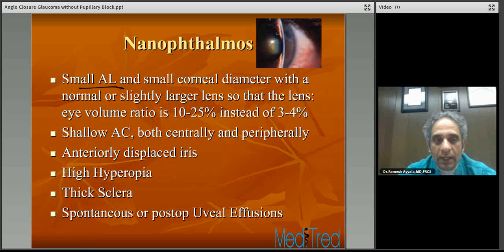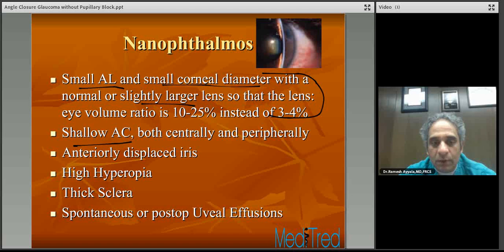As mentioned, small axial length and small corneal diameter with a normal or slightly larger lens, so that the lens to eye volume ratio is 10 to 25% instead of 3 to 5%, predisposes these eyes to develop angle closure glaucoma as the patient ages. The shallow chamber is both central and peripheral. There is anteriorly displaced iris and high hyperopia. They also have thick sclera. There's one histopathology report published showing that the sclera is twice the thickness of a normal sclera, with an abnormal collagen pattern.